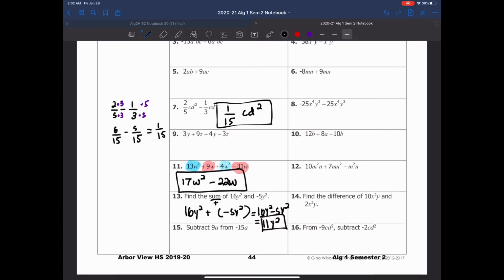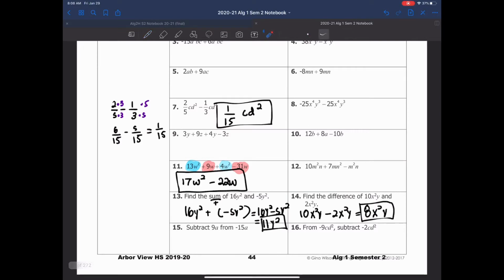All right. Going down to number 14, let's find the difference of 10x squared y and 2x squared y. All we're going to do, if we're finding the difference of these two, that means we're subtracting. So I have 10x squared y minus 2x squared y. Once again, these are both part of the same team, so I can combine the numbers together. So 10 minus 2 is going to give me 8. So my answer is 8x squared y.